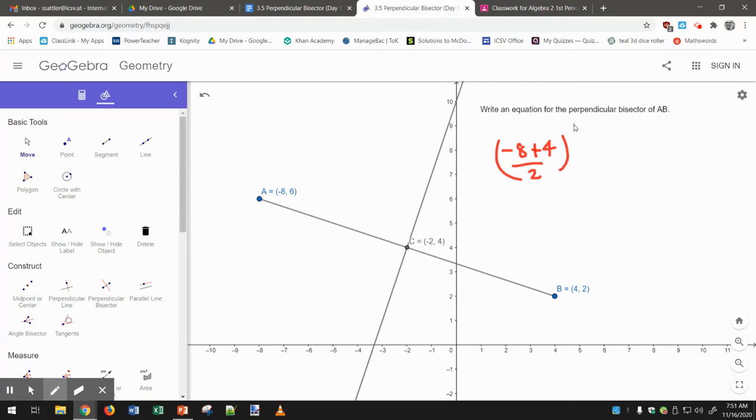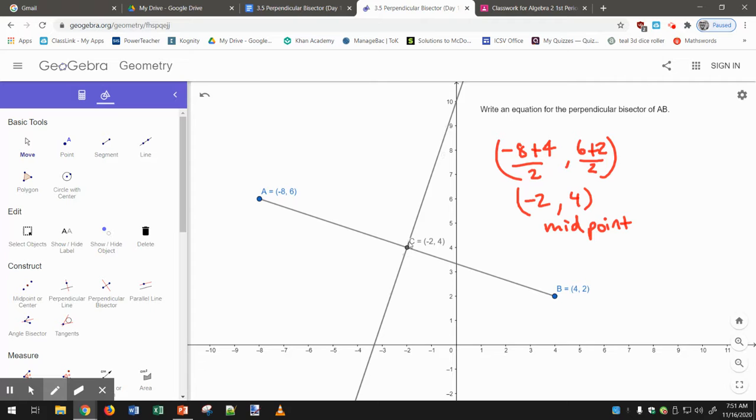And then the y-coordinate, just take this y-coordinate plus this y-coordinate, 6 plus 2 divided by 2, to get the middle. So this point is -2, 8 divided by 2 is 4. So that's how you get the midpoint. Okay, and then to get the equation of this line, we need to find the slope.